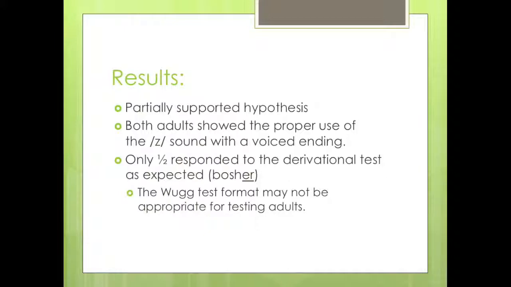But essentially, what I found was the WUG test format might not be appropriate for testing adults. Other than that, hard to say with 2 participants, but adults did at least show signs of being able to apply pluralization, which is inflectional, and then they did not. 1 out of 2, 50% isn't a good enough statistic to say that they were able to apply this to derivational morphemes.